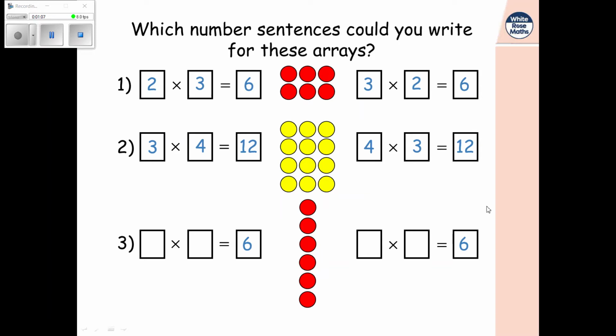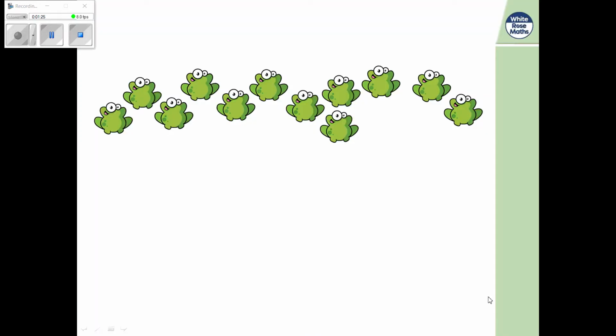And last one, pause here and you can write our number sentence for this last one. So now you know it is either 1 times 6 or 6 times 1. So this is why it's really helpful. A pictorial version of an array is great for helping our learning. So let's get going. So there are frogs.